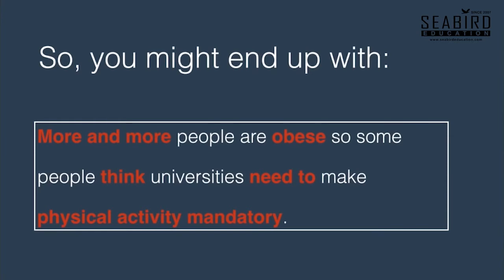Okay, so we're following this strategy and we've changed lots of words. And what do we end up with? Well, maybe we end up with something like this. More and more people are obese, so some people think universities need to make physical activity mandatory. Okay, it's not bad, it's an okay sentence, but we had to change lots of words. So instead of this, what should you do?